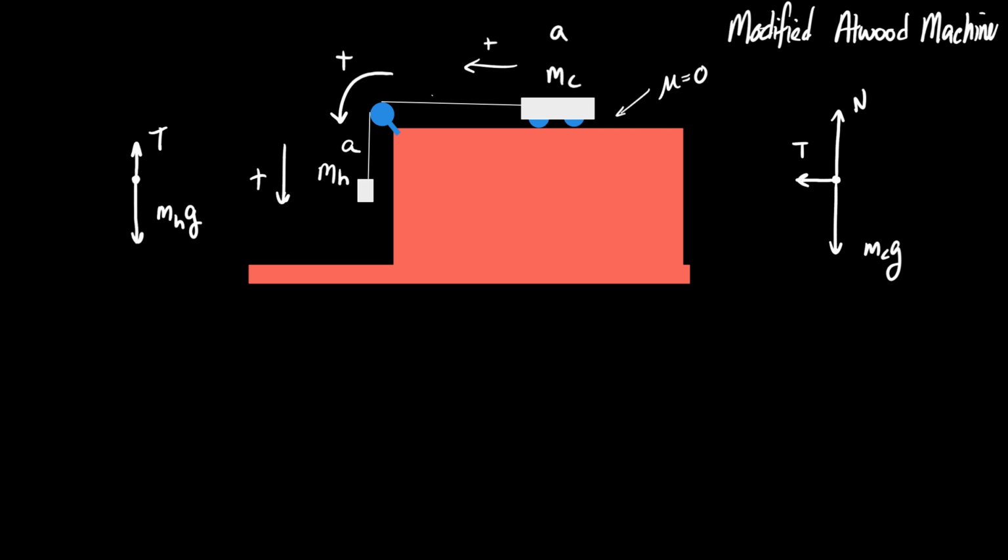Now the rest of this should be easy, guys. I mean, you should be able to say, okay, MHG minus tension equals MHA. Right, that shouldn't be a stretch, is it? And although you can write out normal equals MCG, unless there's friction here, I don't know that we're going to use that for anything. On the other hand, tension equals MCA, that's probably going to be used for something.